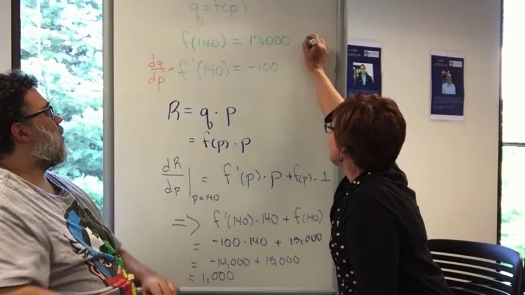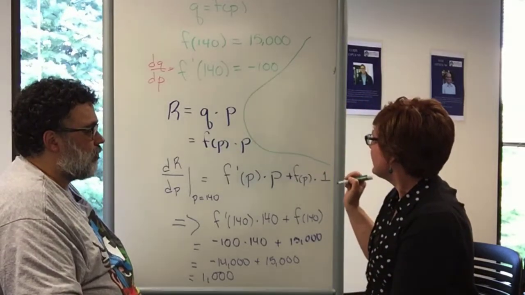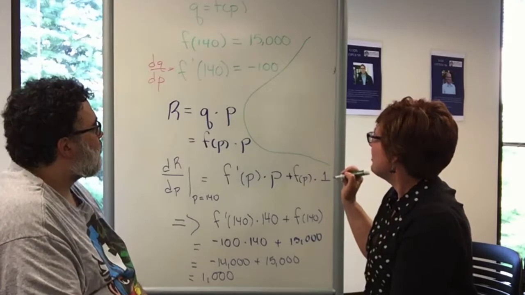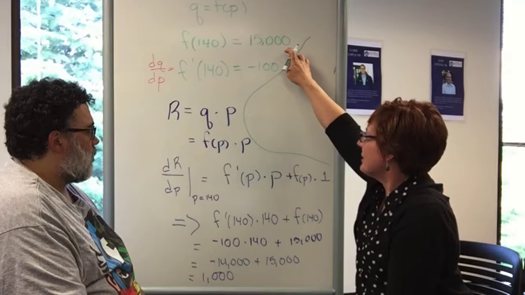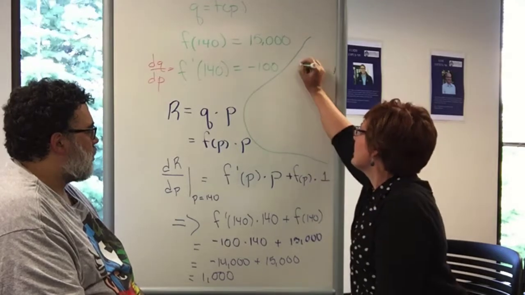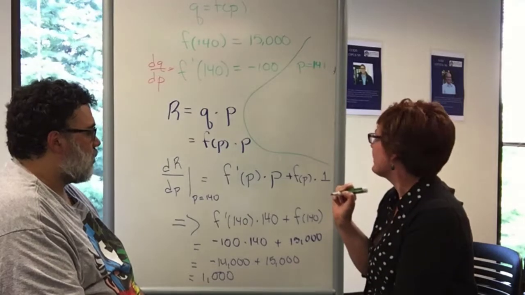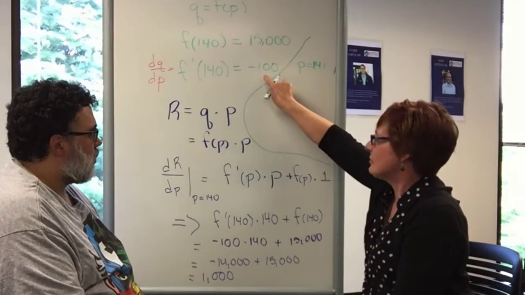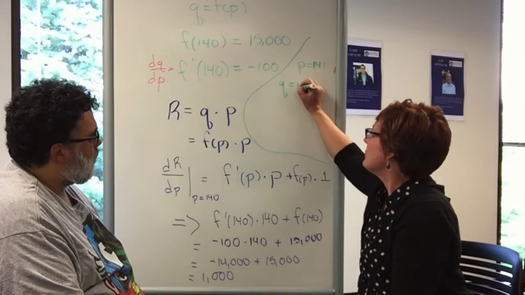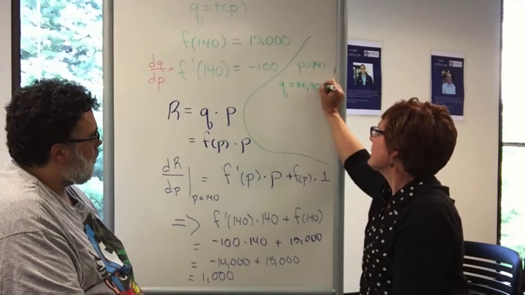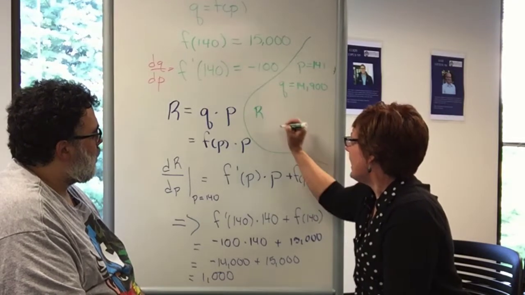Let's do it. I'm going to put a little space over here. We could turn the board around, but I think we can do it here, because we know that we sell 15,000 skateboards at 140 bucks. But if we go up to 141, using our tangent line approximation, our linear approximation, we're going to sell 100 fewer skateboards. So our Q is going to be 14,900 skateboards.